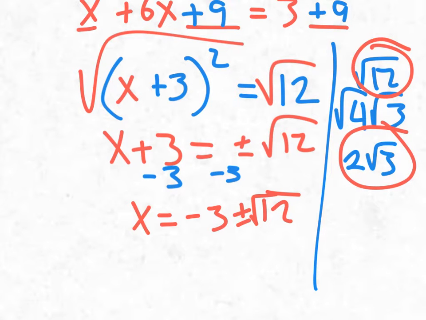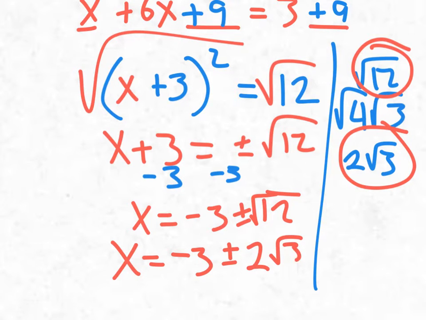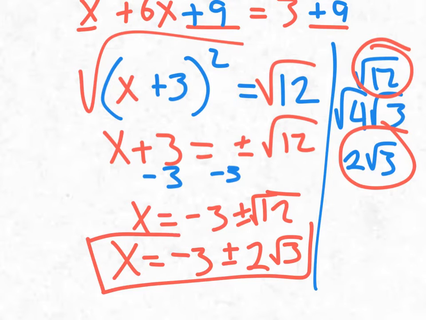So my final answer, if I go back to my answer over here, it'll be x equals negative 3 plus or minus 2 square root of 3. Ta-da!